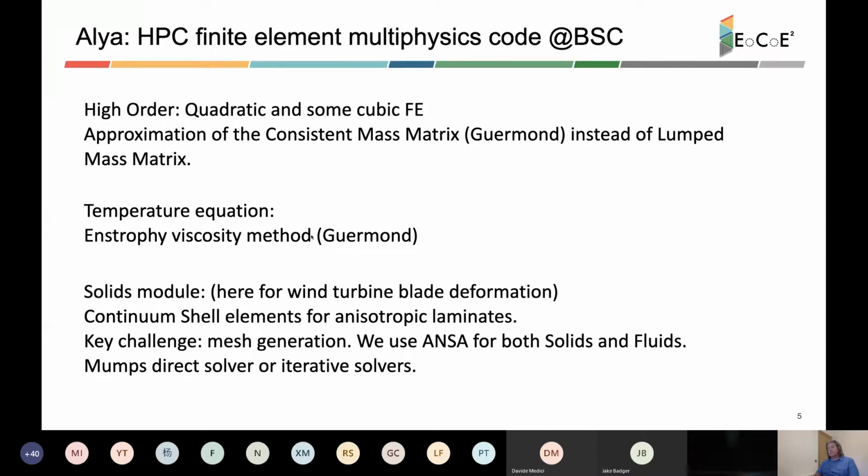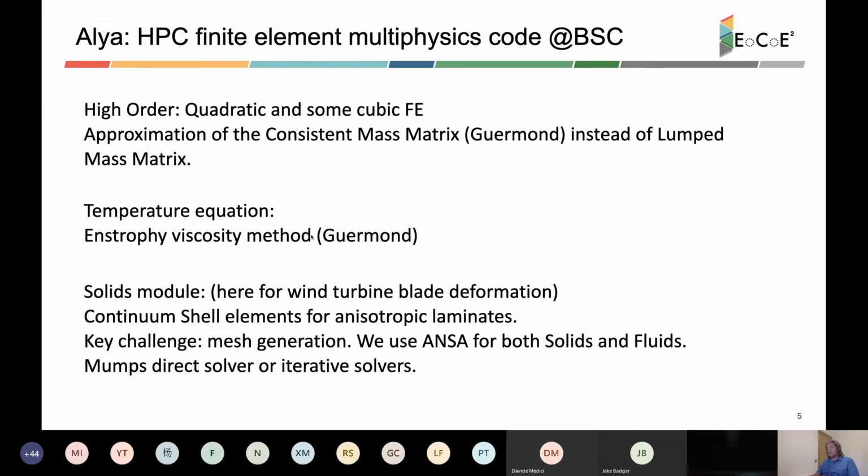And finally, within this project, we are trying to make some small progress in fluid structure interaction. So we want to simulate the rotating wind turbine and also the deformation of the blades, at least give some advances in this direction. For solids, we will use continuum shell elements for anisotropic laminates. And here we have found that the key challenge is the generation of the mesh and also obtaining the properties of this mesh. There is very little information in the literature.